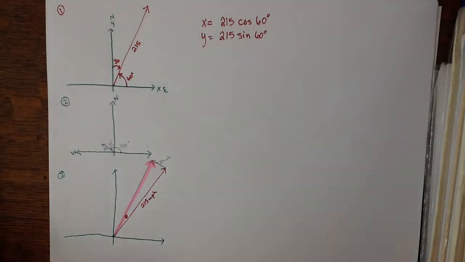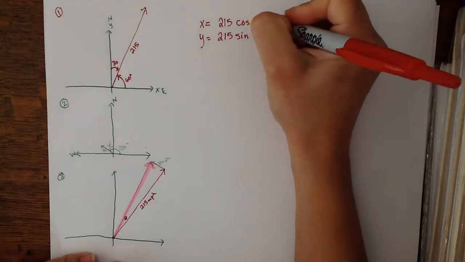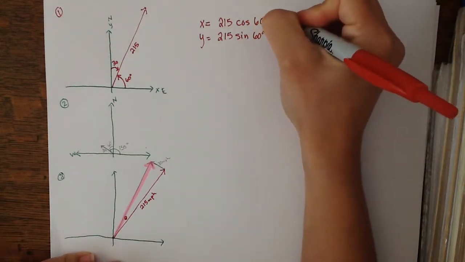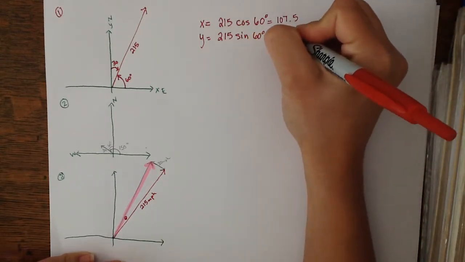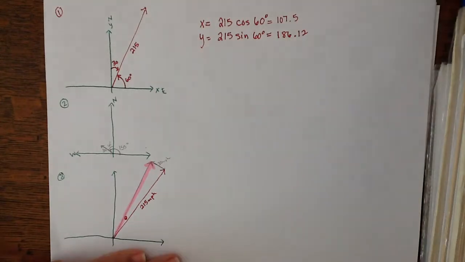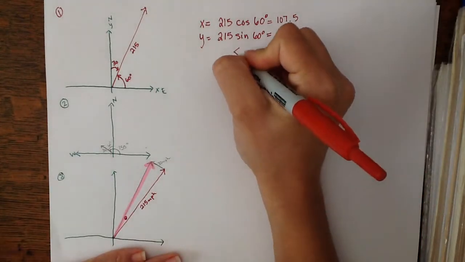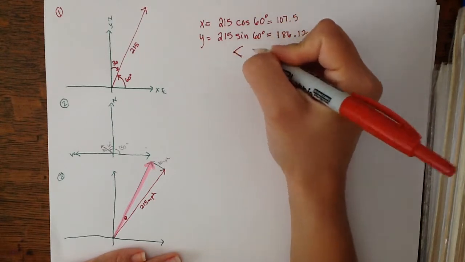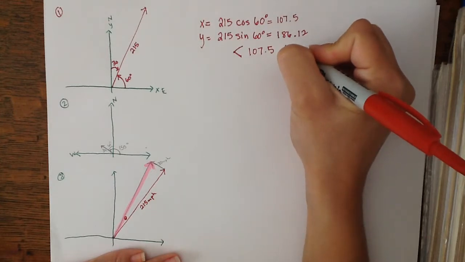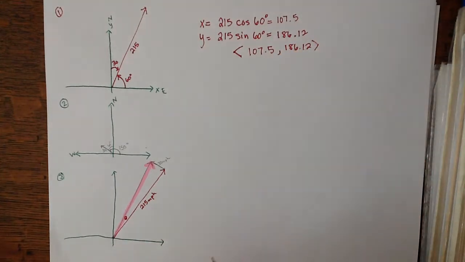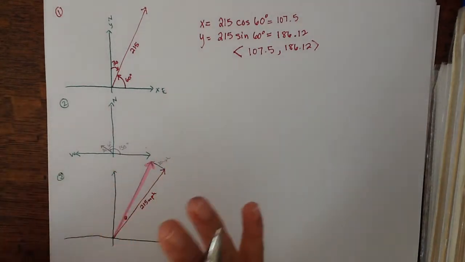Using the calculator, we can find out that our x component is 107.5 and our y component is 186.12 miles per hour. So in component form, this vector is going to look like 107.5, 186.12. Now we can continue to our second vector that represents the wind and find the components of that vector.